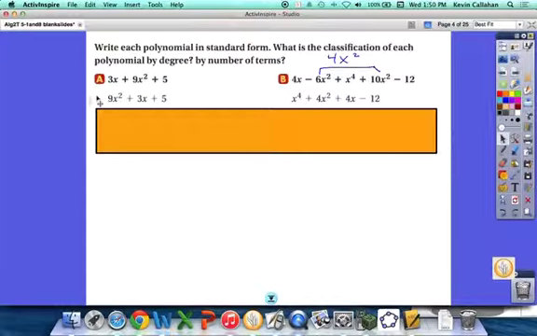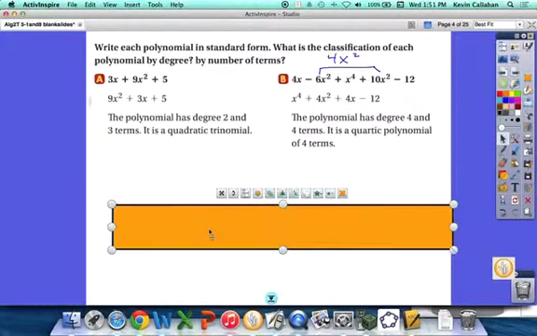Now, how many terms? Trinomial. By number of terms? Okay. And how about this one? It is a quartic. And by number of terms? Polynomial, right? So not too hard, huh?